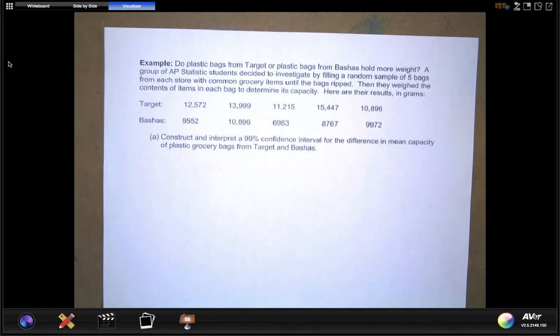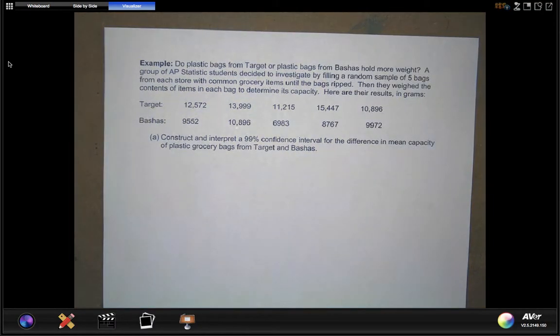So here's an example. Do plastic bags from Target or plastic bags from Basha hold more weight? A group of AP Stat students decided to investigate by filling a random sample of 5 bags from each store with common grocery items until the bags ripped. Then they weigh the contents of the items in each bag to determine its capacity. Here are the results in grams.